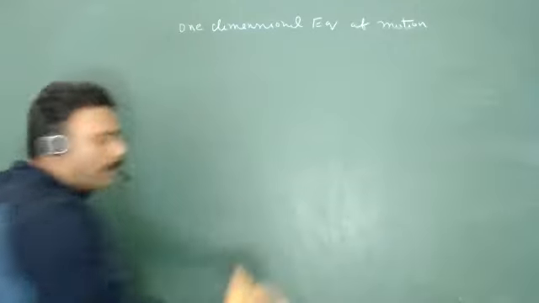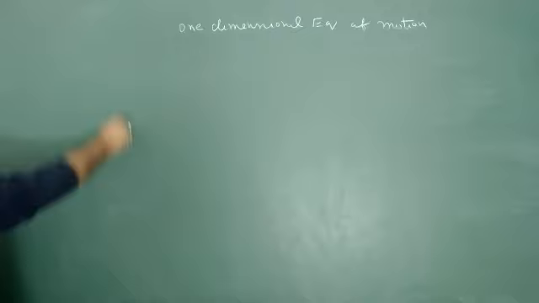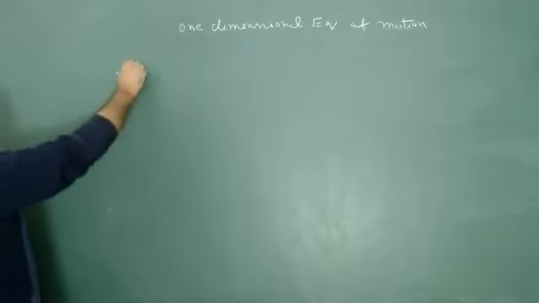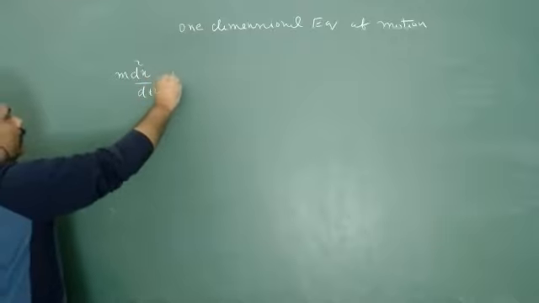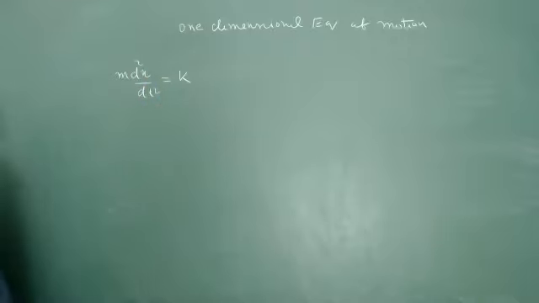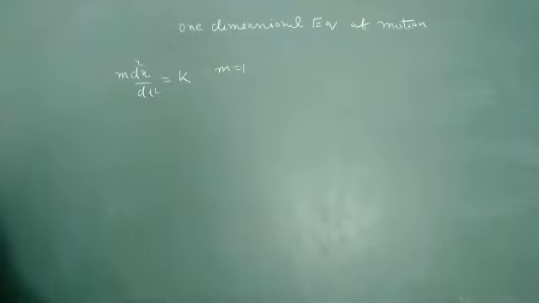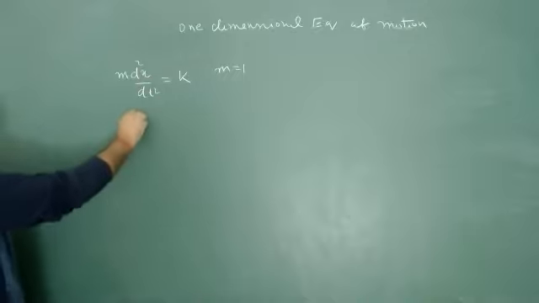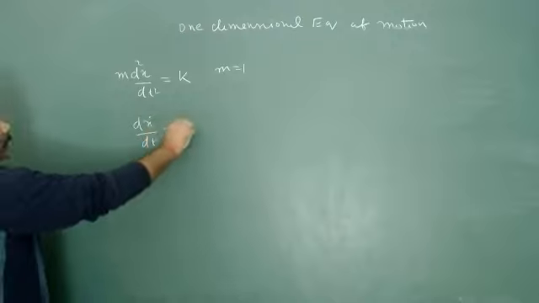So obviously this is not simplest, this is a little bit more complicated. Again we have m d square x upon dt square is equal to some k, where k is the constant force. Again, for simplicity, I am taking m is equal to 1. So we have d x dot upon dt is equal to k.